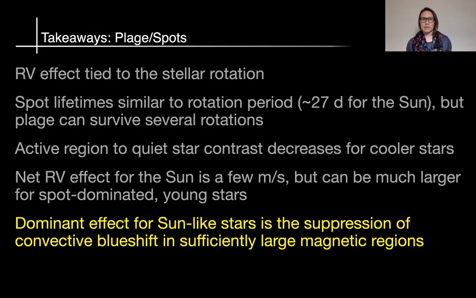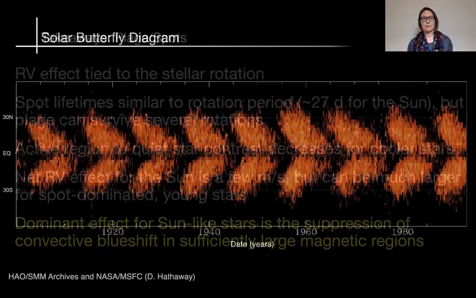But the dominant effect for the sun is not the photometric effect, and it's not the spots. It's actually the plage, because it's linked to the suppression of convective blue shift. So both the spots and the plage have that suppression, but because the plage are brighter, that means it impacts our radial velocities more. And you can have, over the course of a solar cycle, about 10 meters per second variability from the plage alone. And that's something I'll touch on again later in this talk.